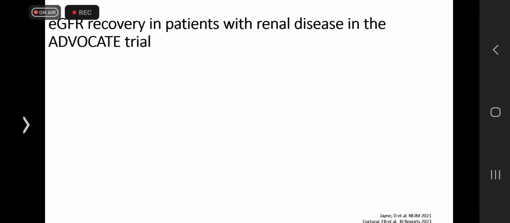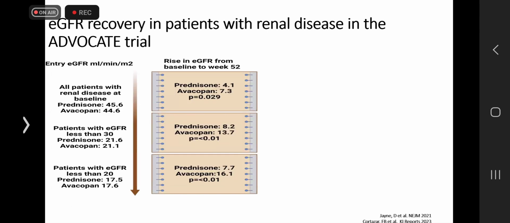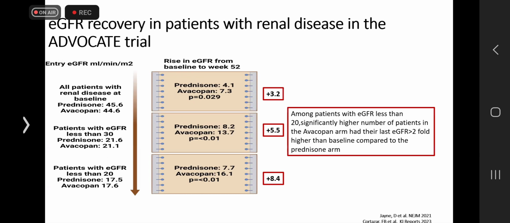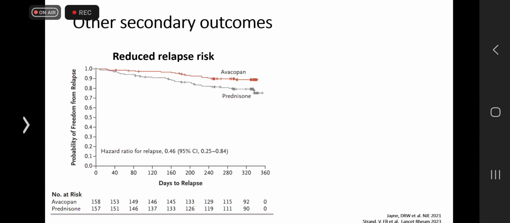More importantly, the reason we are here, the eGFR recovery was really excellent. So if you looked at the entire cohort at week 52, the avocapan arm had a 3.2 milliliter higher eGFR recovery. And if you look at the subset of patients who had a GFR less than 30 milliliters per minute, it was even higher, 5.5 milliliters per minute higher compared to prednisone. And GFR less than 20, which is the real sick group, the GFR rise was 8.4 milliliters per minute. So among patients with eGFR less than 20 at entry, a significantly higher number of patients in the avocapan arm had their last GFR rise greater than 2-fold higher than baseline compared to the prednisone arm. So the eGFR recovery is really interesting and very attractive for us.